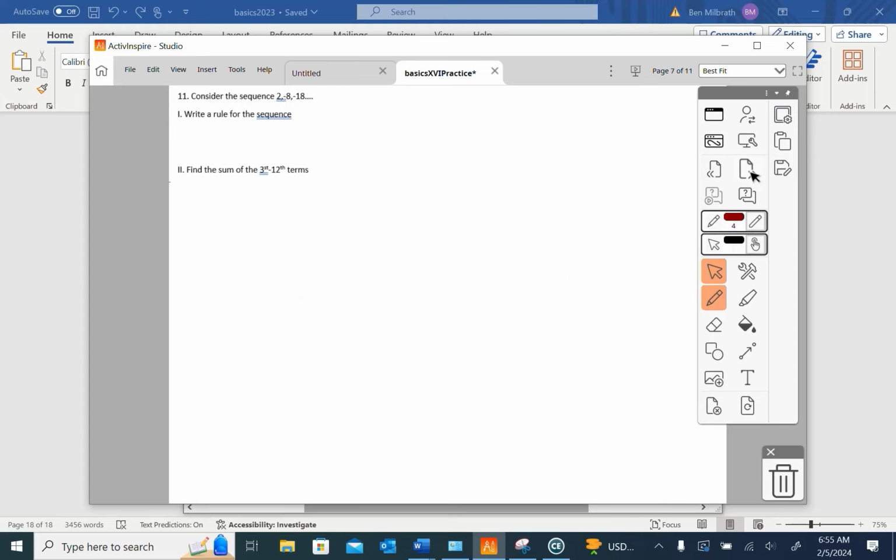11, consider the sequence 2, negative 8, negative 18. Write a rule for the sequence. By the way, this would be like a of 1, a of 2, a of 3. The difference is going to be a of 2 minus a of 1, which is negative 8 minus 2, which is negative 10 if you can't just look at the numbers. Writing a rule for the sequence, you're going to use the formula that the nth term is the first term plus n minus 1 times the difference.